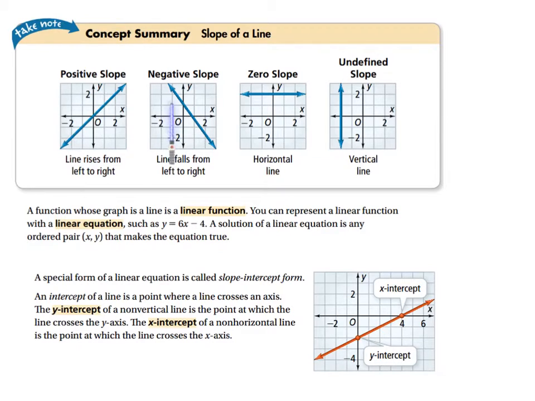So when we look at a line like this one, every single point on that line is an ordered pair, x and y, that makes that equation true. A special form for a linear equation is called slope-intercept form, which this equation is actually in. An intercept of a line is a point where a line crosses an axis. So the example they have here shows the x-intercept and the y-intercept. Again, the x-intercept is where the line crosses the x-axis. The y-intercept is the point where the line crosses the y-axis.